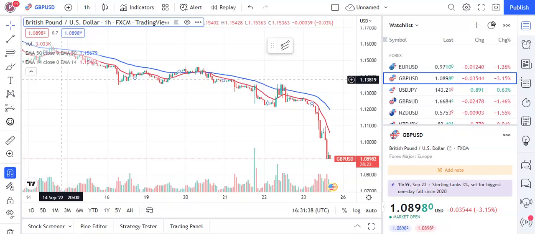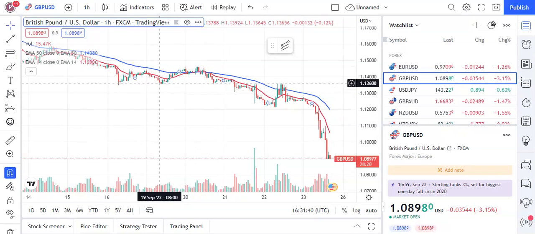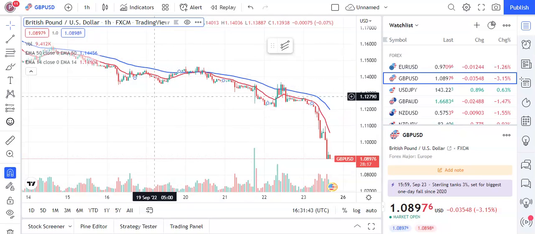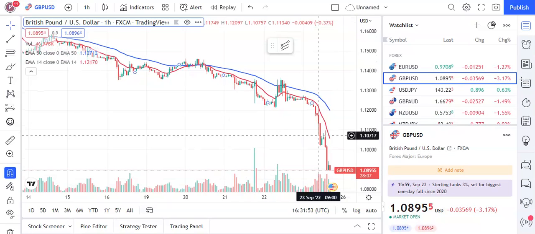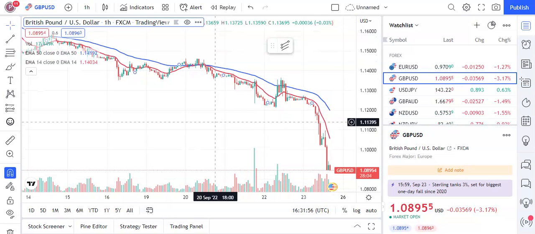Now, here is a TradingView chart, a 1 hour chart of British pounds USD. And mostly what I do is go to the higher time frames to draw my area of support and resistance, to identify my area of support and resistance. I look at the monthly time frame, the weekly time frame, the daily time frame, and the 4 hours time frame.